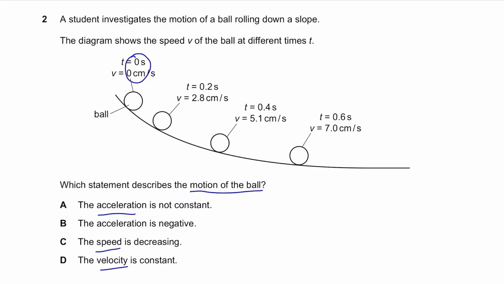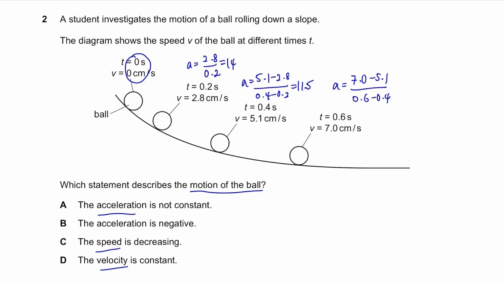This is all 0, so there's nothing. Then over here, acceleration will be 2.8 divided by 0.2, which is 14. Then here, acceleration will be 5.1 minus 2.8 divided by 0.4 minus 0.2, 11.5. Then this will be 7.0 minus 5.1 divided by 0.6 minus 0.4. You can notice that I'm doing change in velocity divided by change in time. And it's 9.5, so the acceleration overall just decreased.